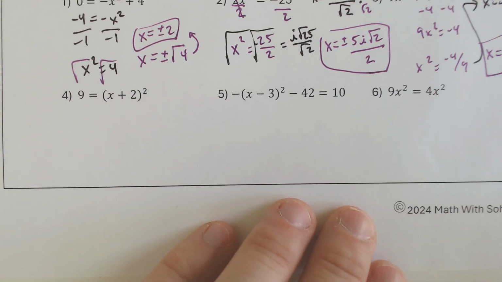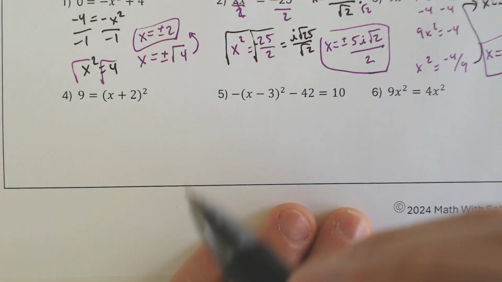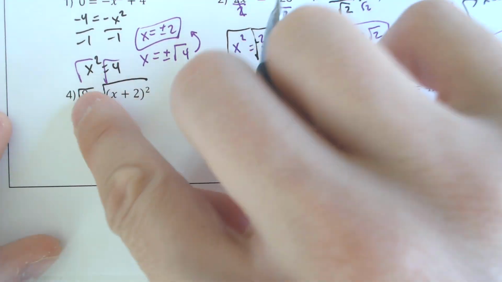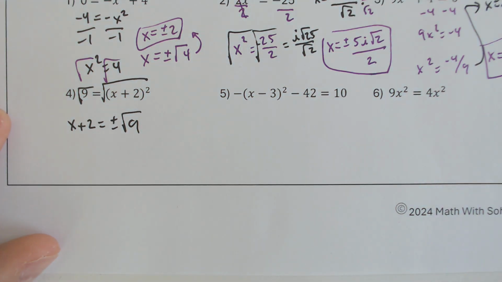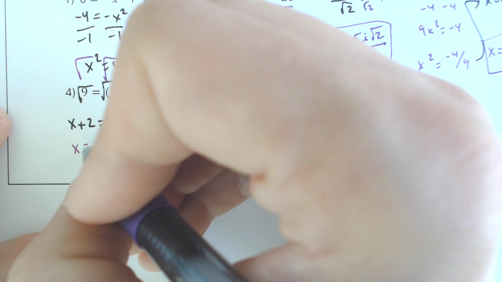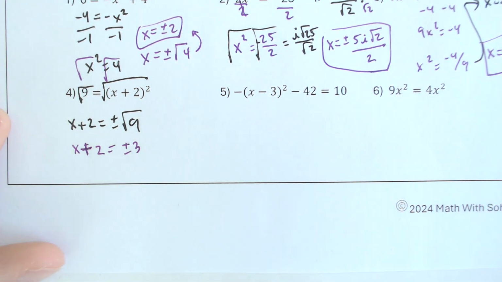Number 4 might look harder, but it's not harder. The squared term is already isolated, so we can square root right as we go. So if you have the parentheses and the squared, you can square root right when you get there. You get x plus 2 equals plus or minus the square root of 9. I reorganized it. I like the x's on the left side. The square root of 9 is 3. So we're going to get x plus 2 is equal to plus or minus 3.